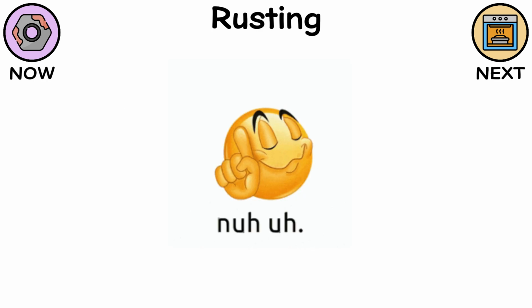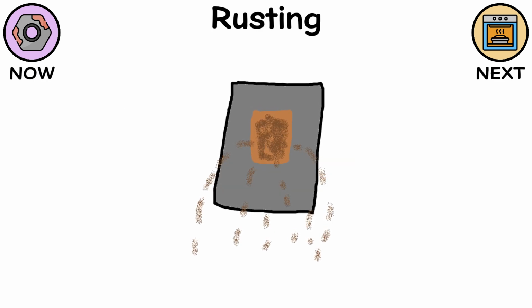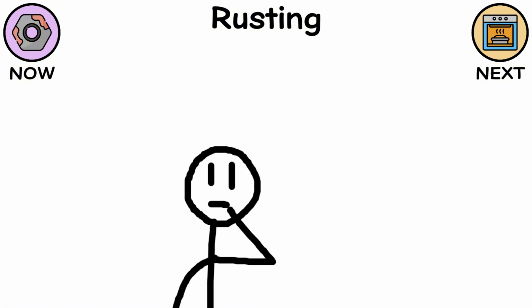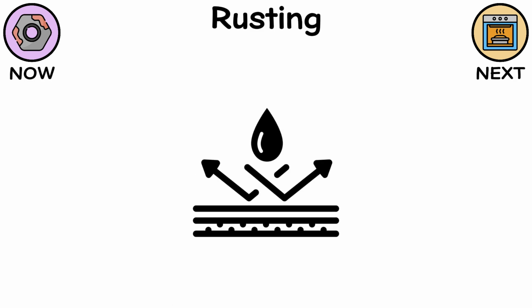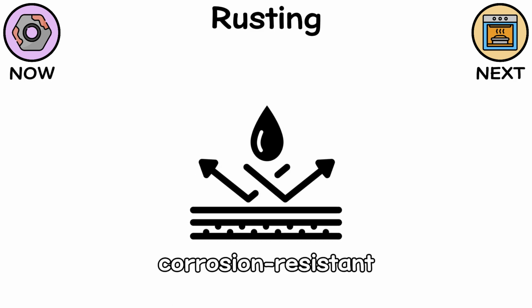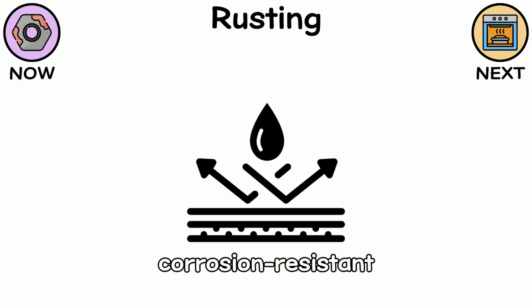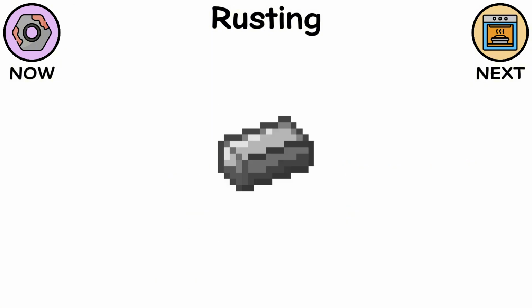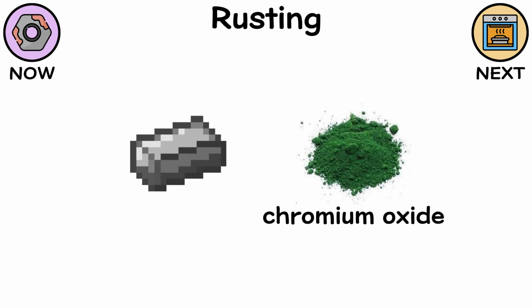Rust isn't just a cosmetic issue. It forms flaky layers that fall away, exposing fresh metal underneath, which then rusts again. Over time, this eats away the structure. That's why engineers use corrosion-resistant alloys, paints, or sacrificial layers like zinc in galvanization to protect it. Even stainless steel resists rust only because of a passive layer of chromium oxide.